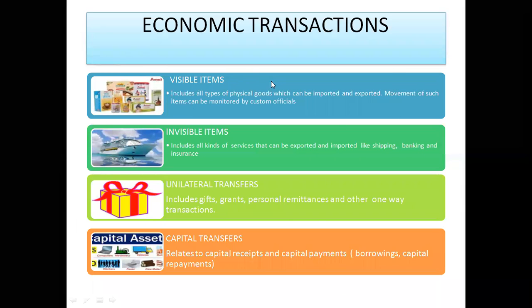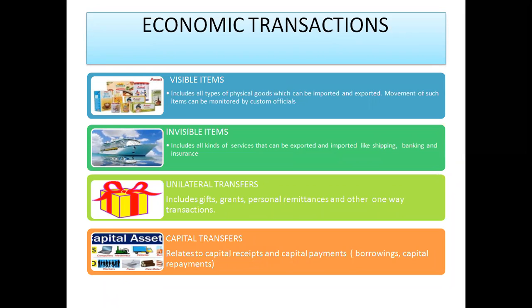We write first visible items transactions. What do we call it? We call it exports and imports of goods. But why do we call exports and imports of goods visible items? Because goods can be seen crossing the borders. And when goods can be seen crossing the borders, definitely it will come under visible transactions or visible items only. Why visible items? Because these items have a physical nature, they have a physical appearance. That is why they are in the visible items.